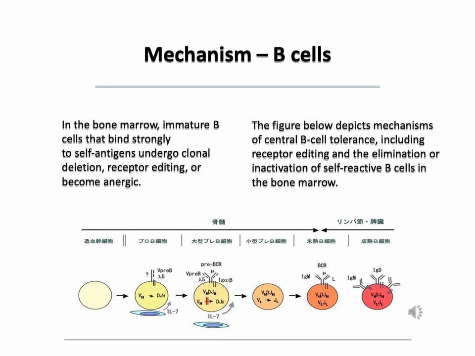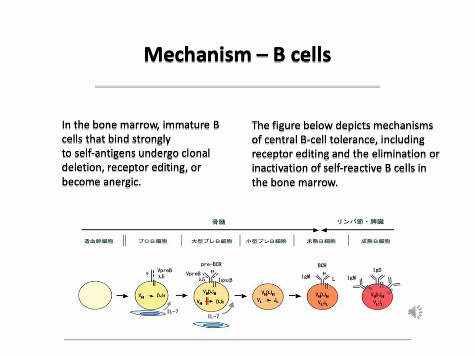Next, let's move on to B cell central tolerance. B cell development occurs in the bone marrow. Immature B cells are tested for their ability to bind self-antigens. If a B cell binds strongly to self-antigens, several outcomes are possible.